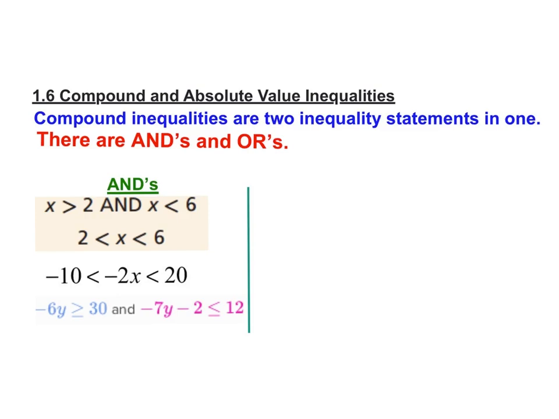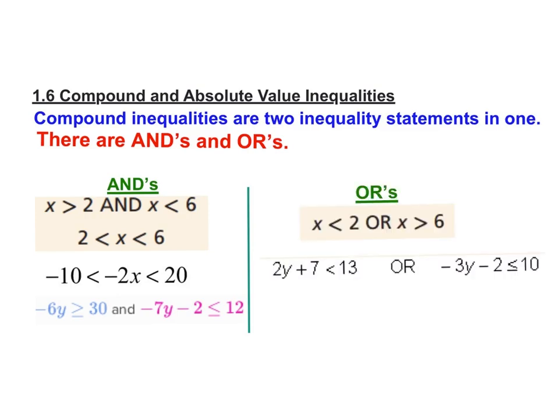You'll get in the habit of being able to recognize when it's an and versus when it's an or. And you'll see why in a second. Ors, on the other hand, are much more straightforward. They only come in one variety. The word or is going to be there, and it's going to be two separate statements, two separate inequalities separated by the word or. So those are going to be easy to identify.